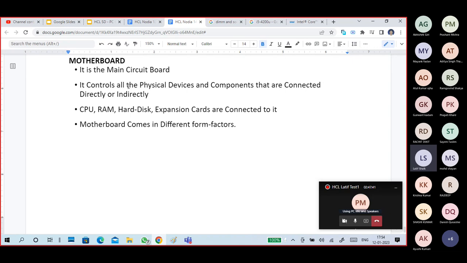Okay, what is the motherboard? The main circuit board. It controls all physical devices; components are connected directly or indirectly.